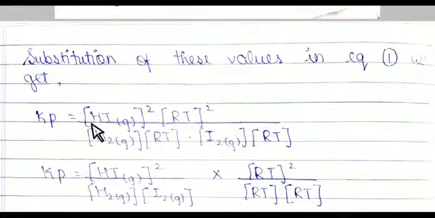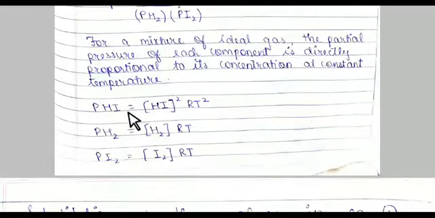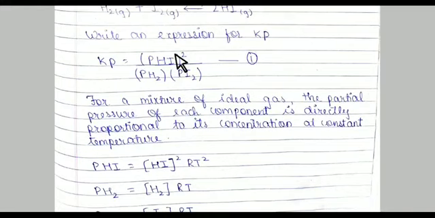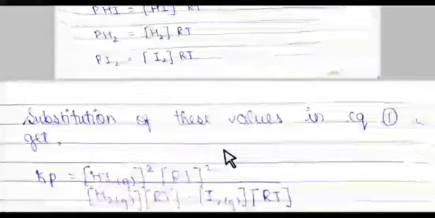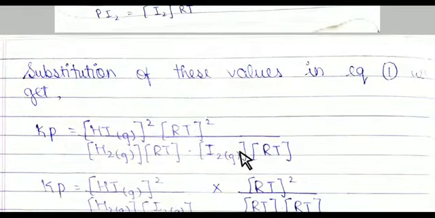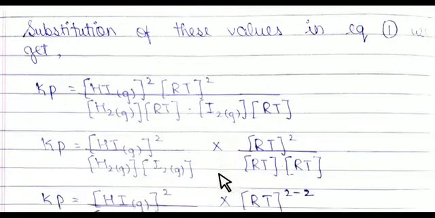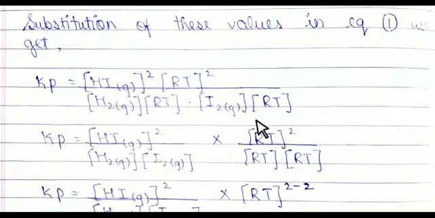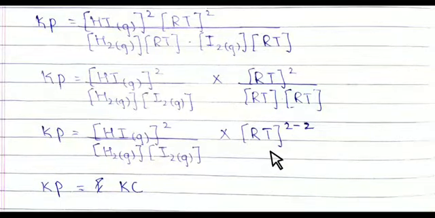See here, whenever we substitute the value, we will get the formula of Kp in this form. We have to put all these values in this formula, in equation number 1. So what we will get is this formula. Just separate all the RT from there. So RT square is separated, RT is separated, so RT into RT will be RT square. Whenever it is shifted to the numerator position, it will become minus 2. So 2 minus 2 means 0.